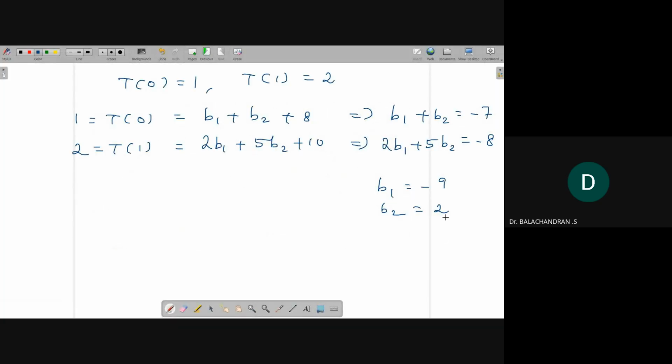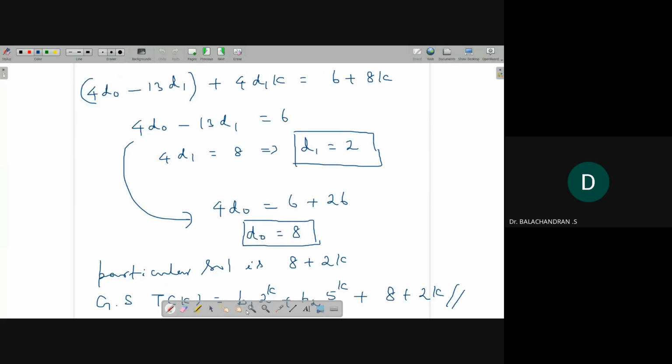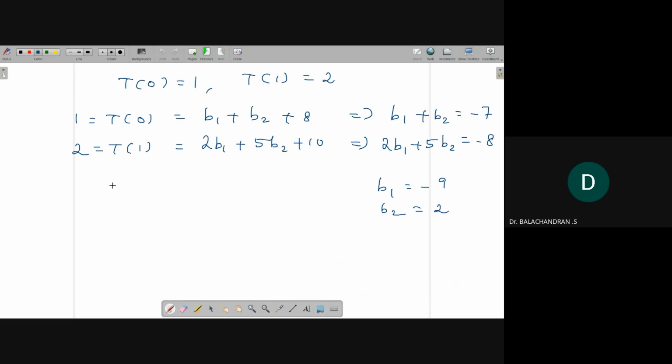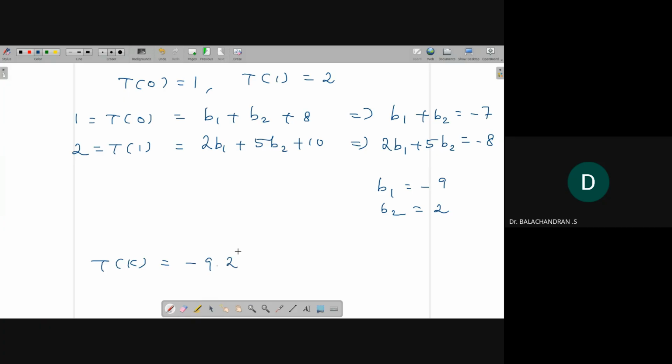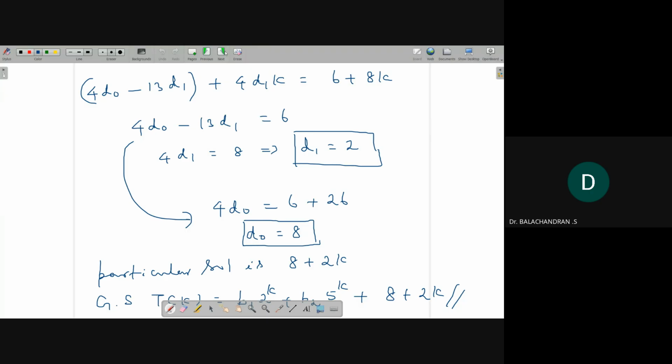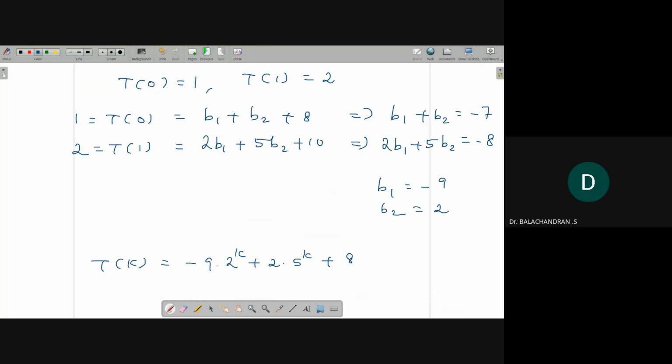Now substitute those values in b1, b2. So now the general solution is t of k is equal to b1, which is minus 9, into 2 power k, plus b2 which is 2, into 2 power k, plus 8 plus 2k. So this is the solution. Okay, so we'll move to the next problem.